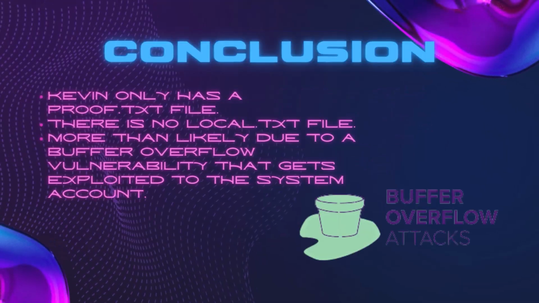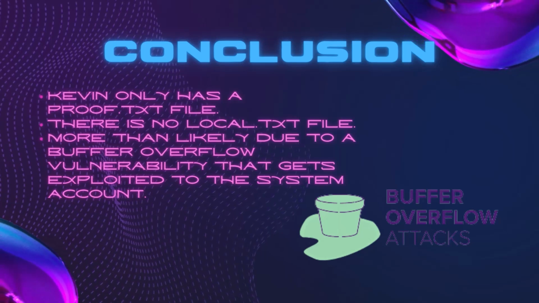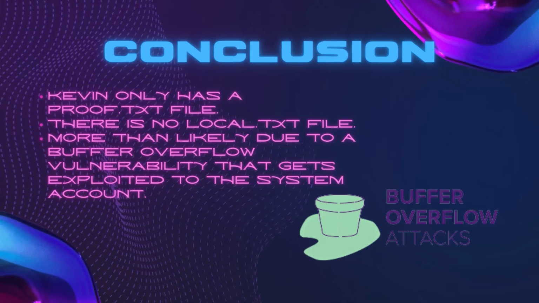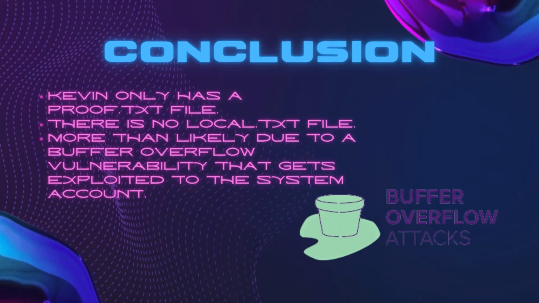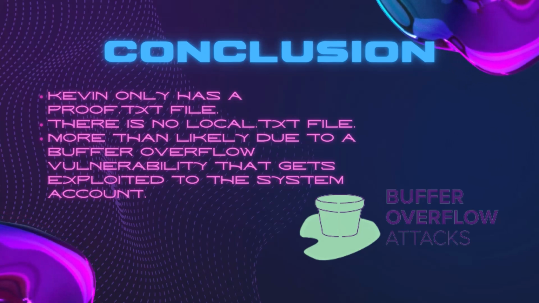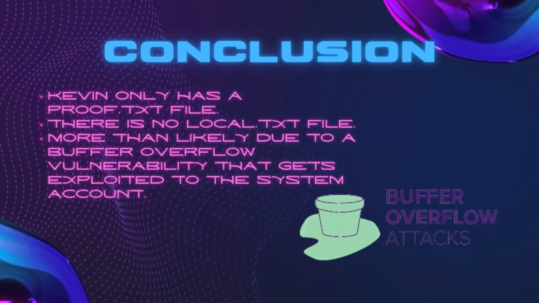One thing to keep in mind is the target host Kevin is not a typical vulnerable lab host where there is a local and proof file. This only had a proof file, which is probably due to this host being vulnerable to a buffer overflow that once exploited got you system.